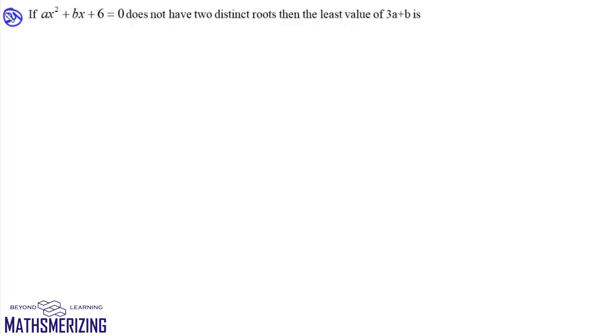Now question number 21 is, if this equation does not have 2 distinct roots, then we need to find least value of 3a plus b. Now we know that D is b square minus 24a, and if this equation does not have 2 distinct roots, that means this is always less than or equal to 0. So from here we'll say this a is greater than or equal to b square upon 24.